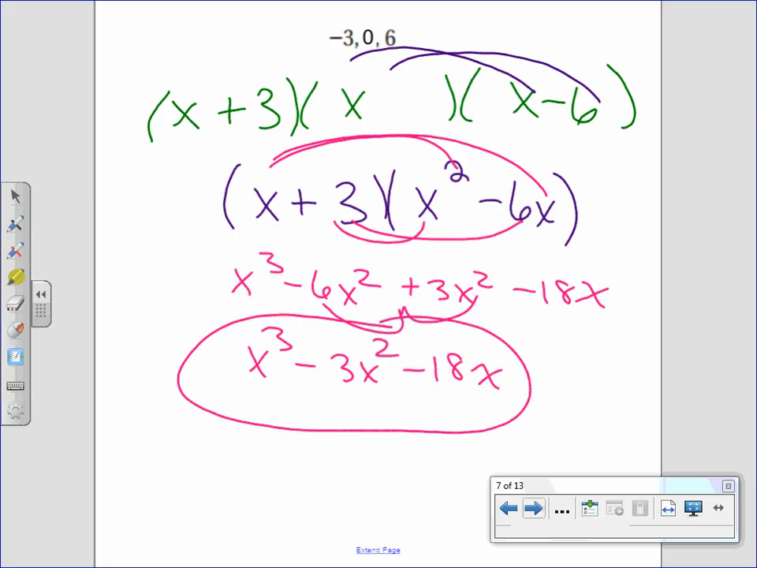So every time, if there's an x in a parentheses without any other number, it would be 0 automatically, right? The solution to the binomial will be 0.